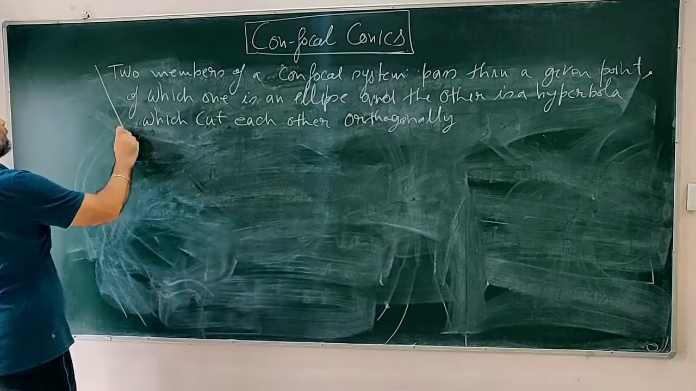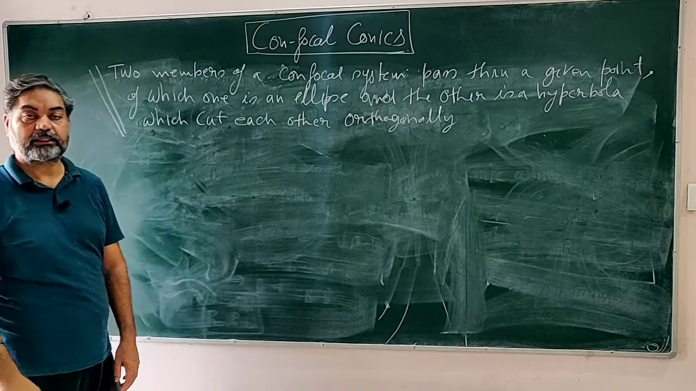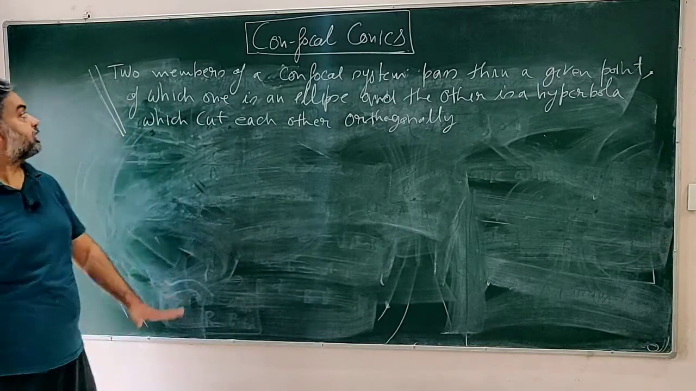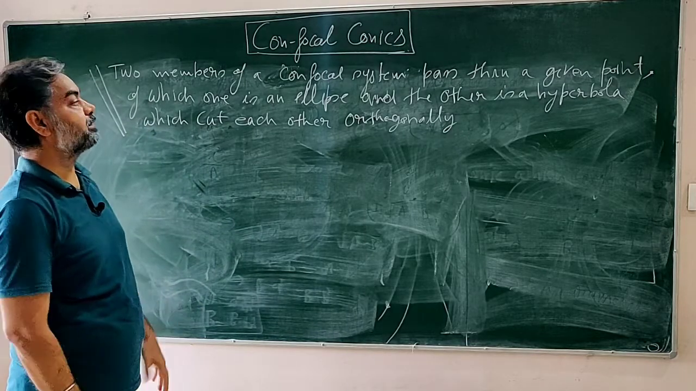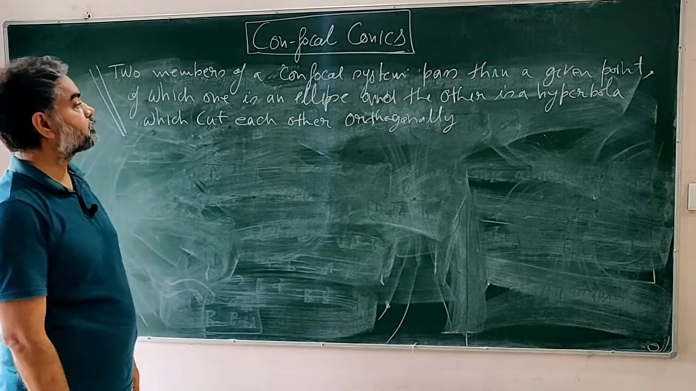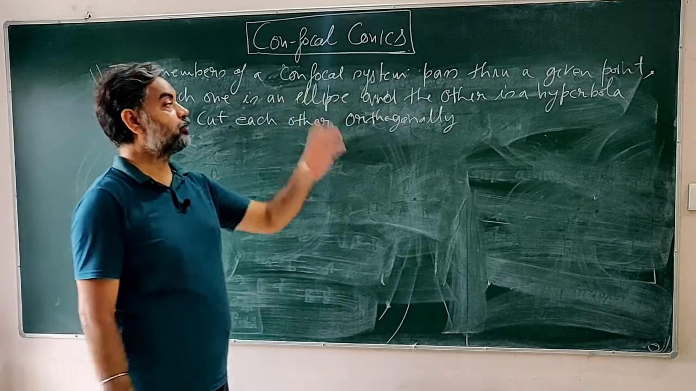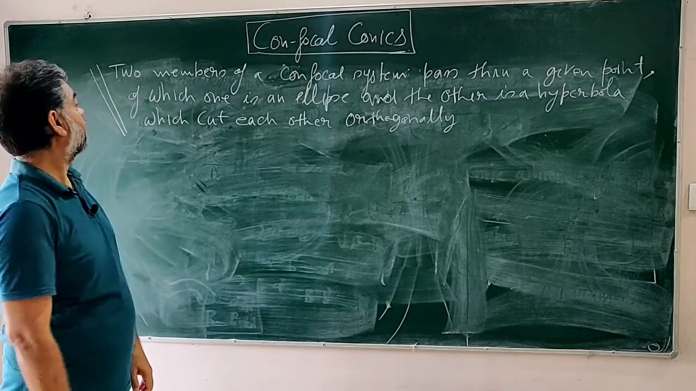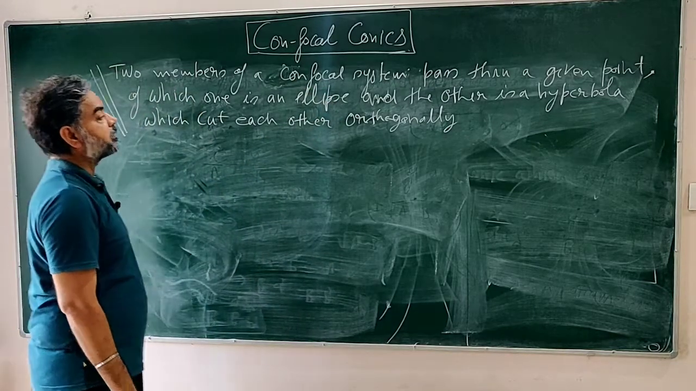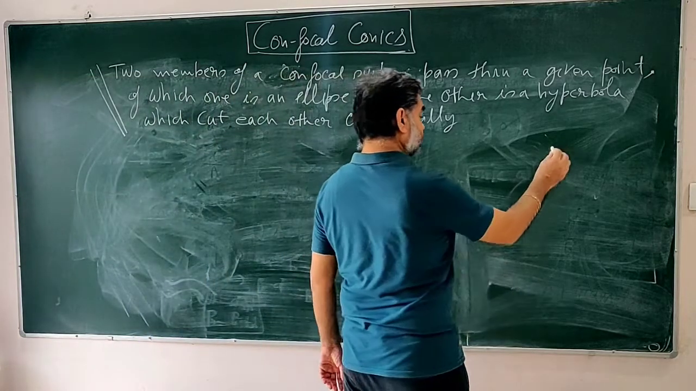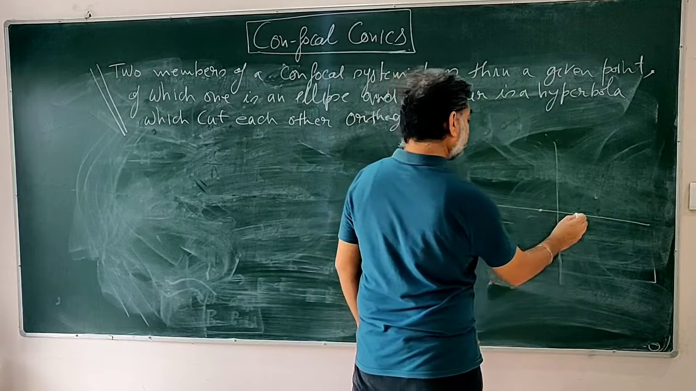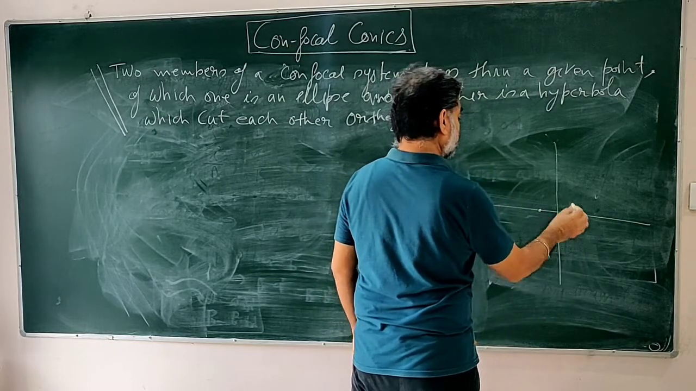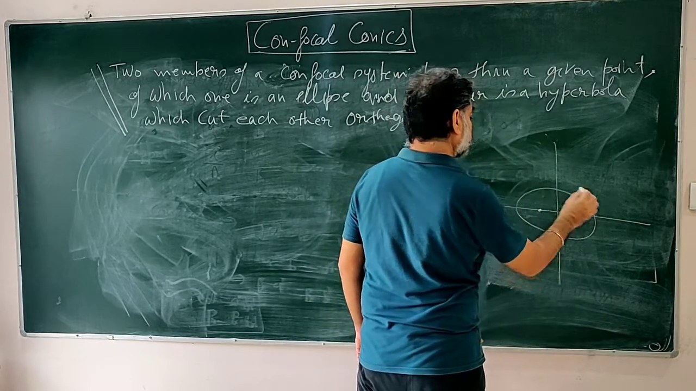So this is the article that we will discuss next. This article says two members of a confocal system, if you have a confocal system of conics, pass through a given point, of which one would be an ellipse and another would be a hyperbola. What does it mean? It means this, that if you have a confocal system of conics.